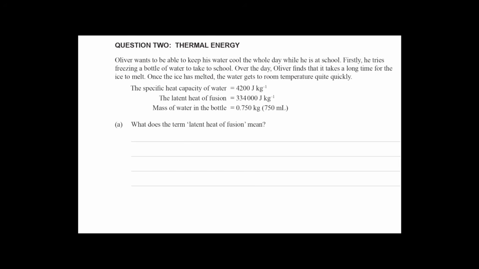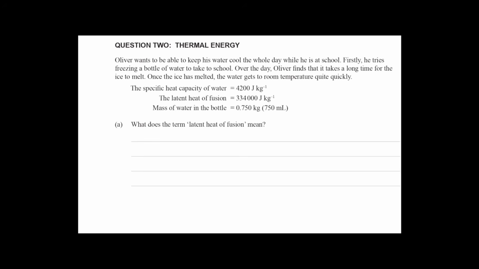Firstly, he tries freezing the water to take to school. Over the day, Oliver finds it takes a long time for the ice to melt. Once the ice has melted, the water gets to room temperature quite quickly. I cover this topic really thoroughly in a previous video a couple ago. I think it's Heat Energy Explained or something like that.